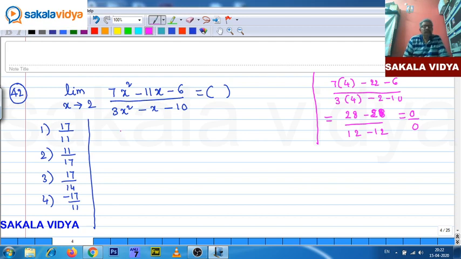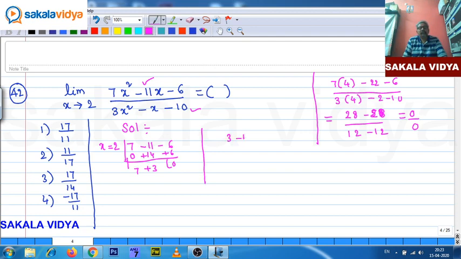So, now the solution: let us find out the factors of the numerator and factors of the denominator. The factors of the numerator can be evaluated using the synthetic division method. 7, minus 11, minus 6. Put x is equal to 2, that means x minus 2 is one of the factors. So, 7, 14, 3, 6, remainder 0. Similarly, the denominator 3, minus 1, minus 10, x is equal to 2: 3, 6, 5, 10, remainder 0.